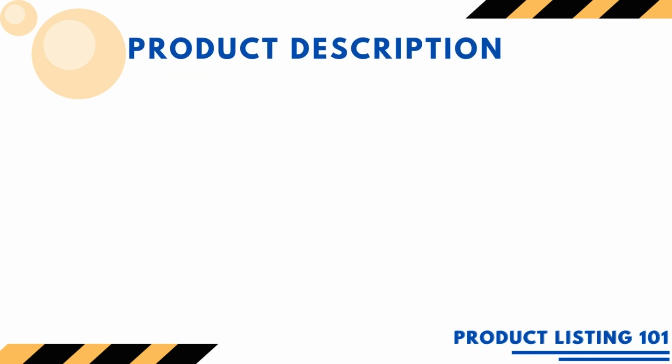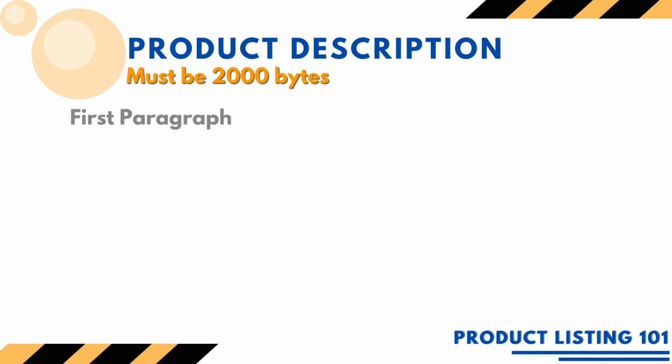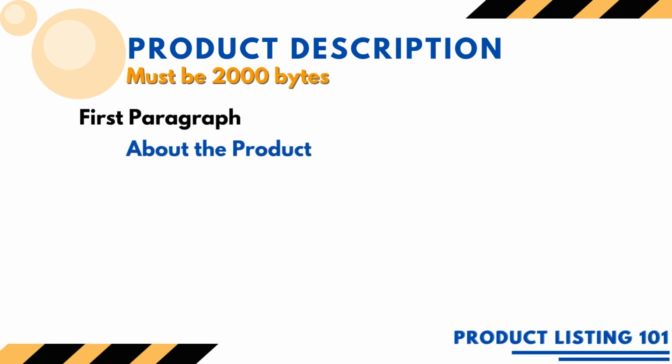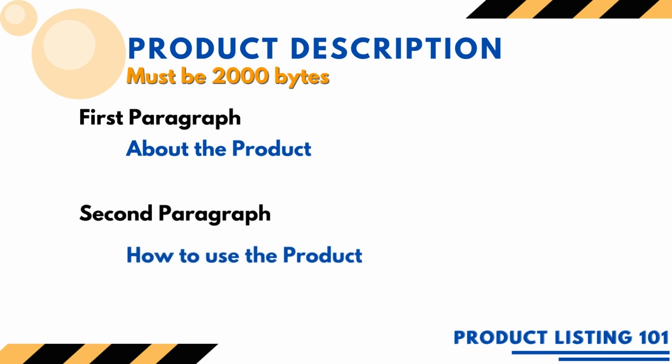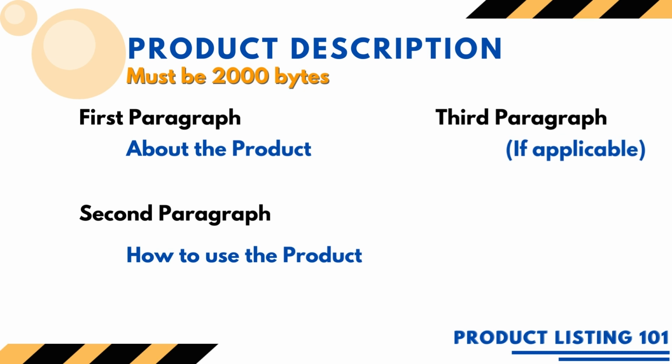In the product description, it can be divided into 3 paragraphs. The first paragraph is all about the product. The second paragraph illustrates the proper use of the product. And a third paragraph will be added if necessary or applicable to the product you are listing.